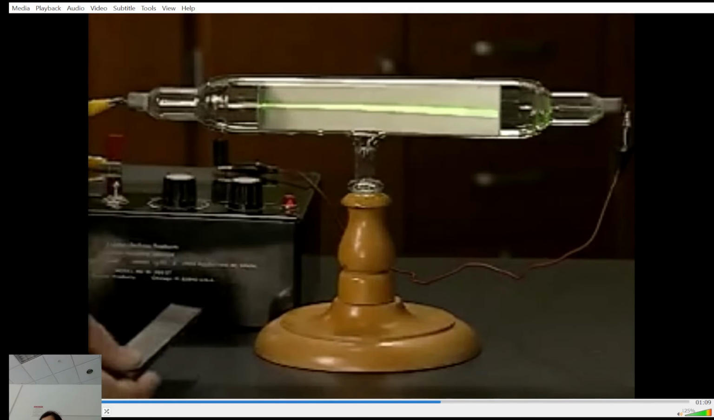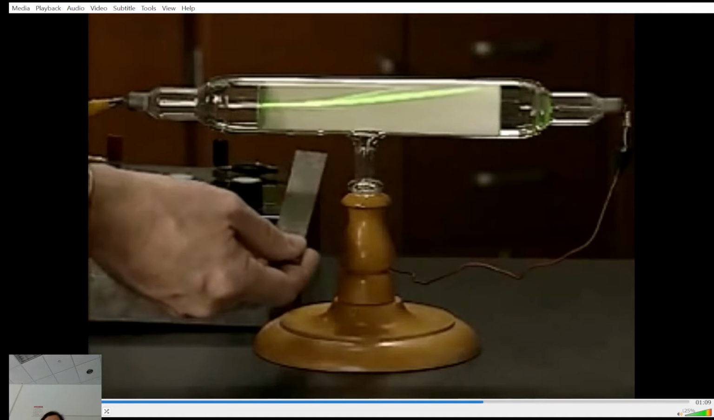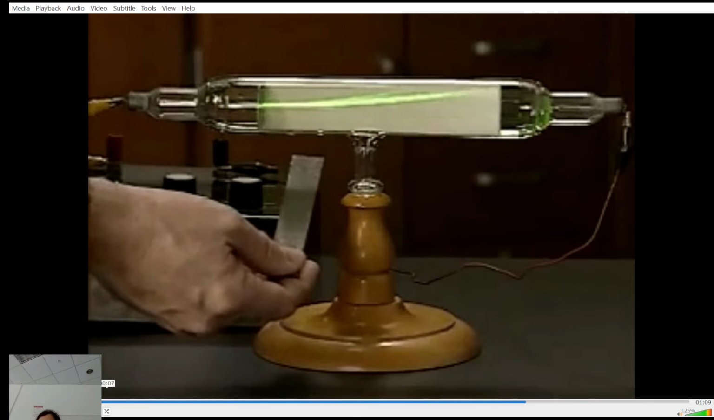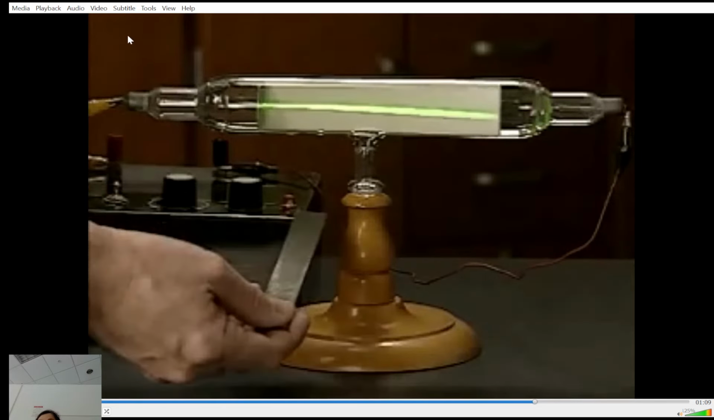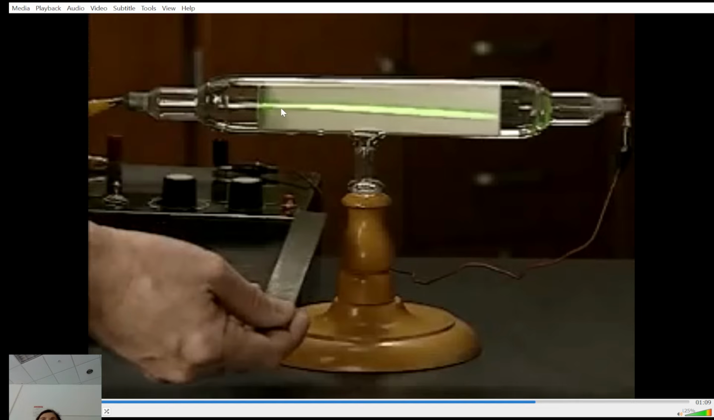We can use a magnet to show the deflection of that stream. Here we can see the electrons being deflected by the magnet. Isn't that cool? You see, a magnet or magnetic field can deflect moving charges, right? A beam of electrons can be deflected.